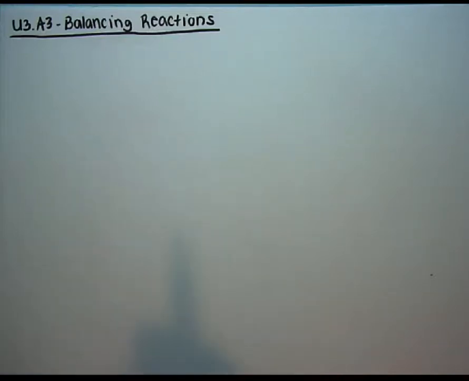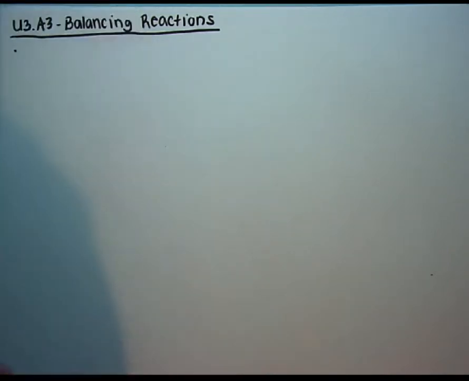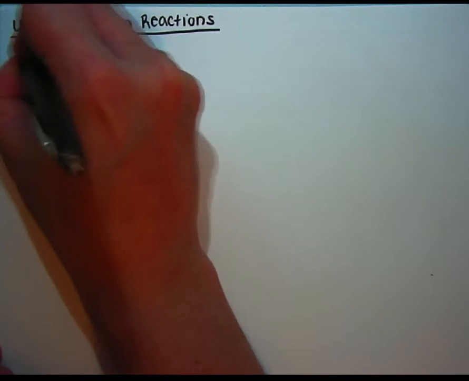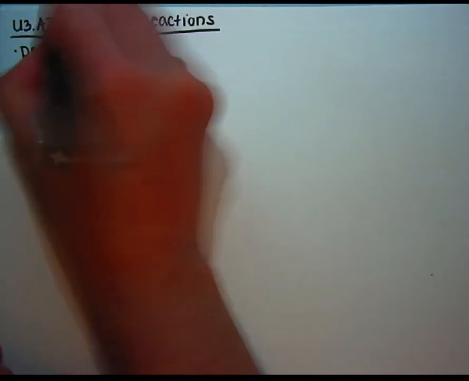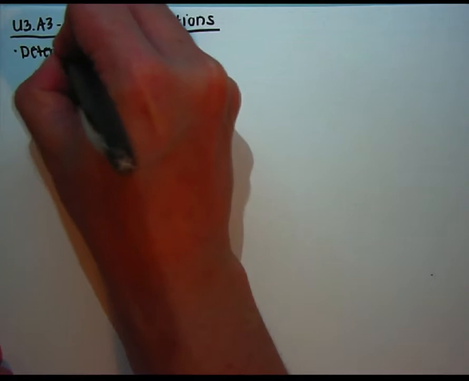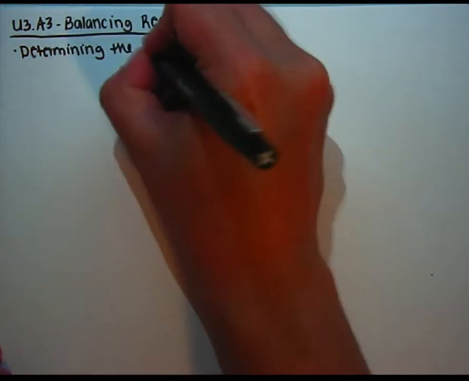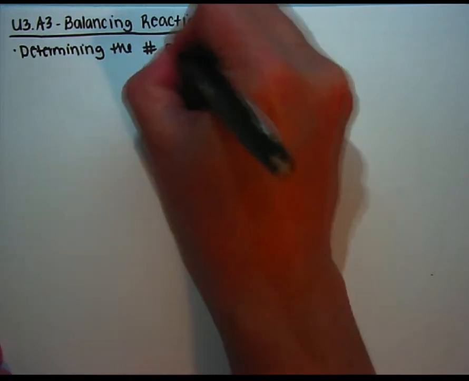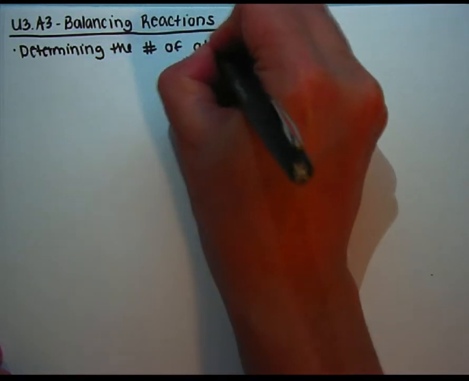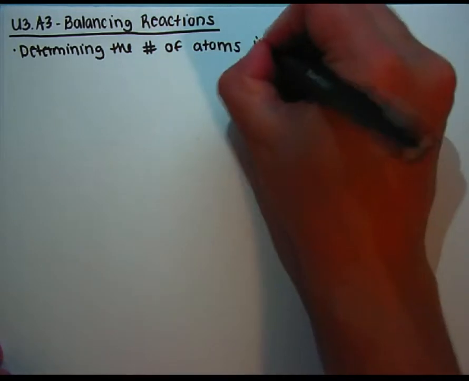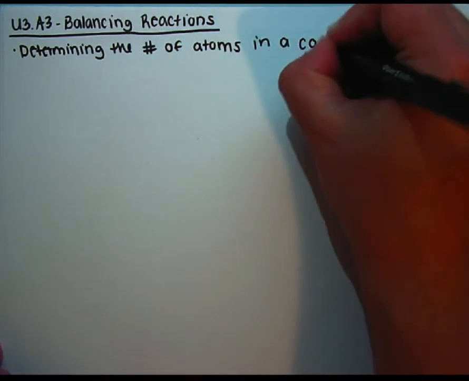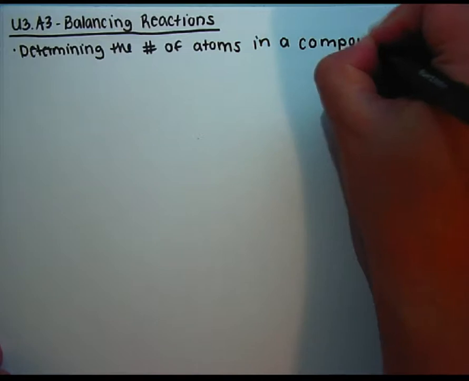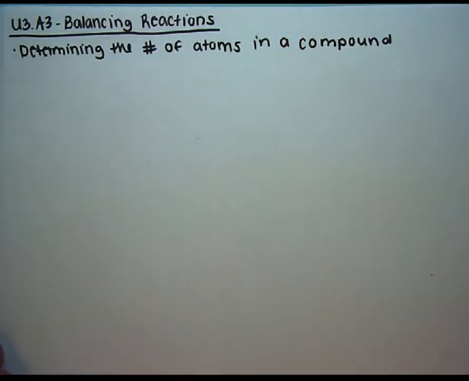This lesson will cover Unit 3, Acquisition 3, on balancing reactions. Before we actually get to an ionic reaction, we need to talk about determining the number of atoms in a compound.